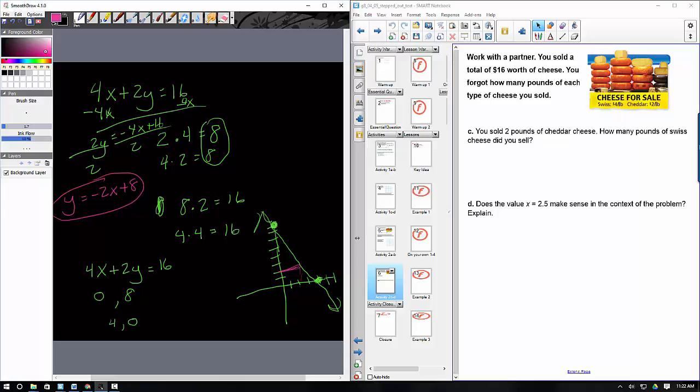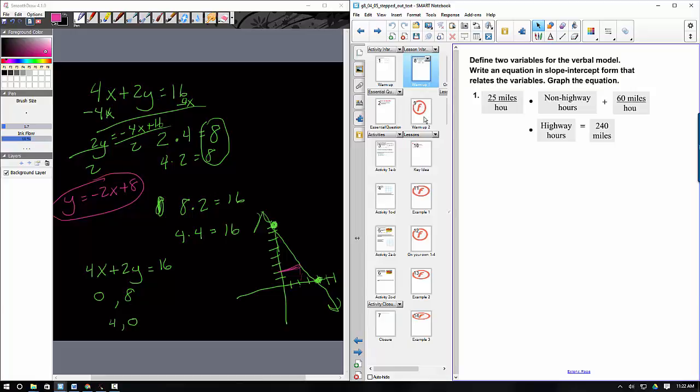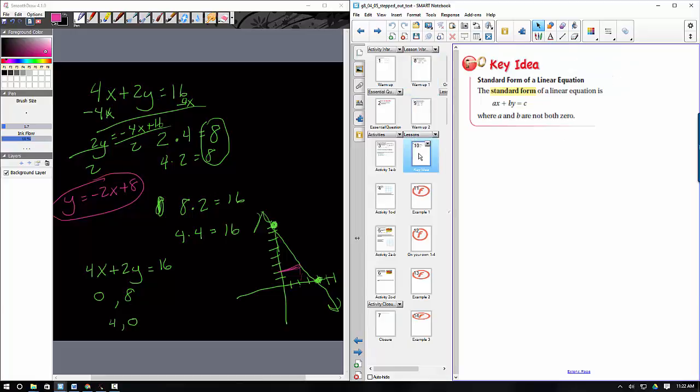And let's just see if that ordered pair works. So 2 times 4 is 8. 2 times 2 is 4. 8 plus 8 is 16. So this is the standard form that we're looking at.